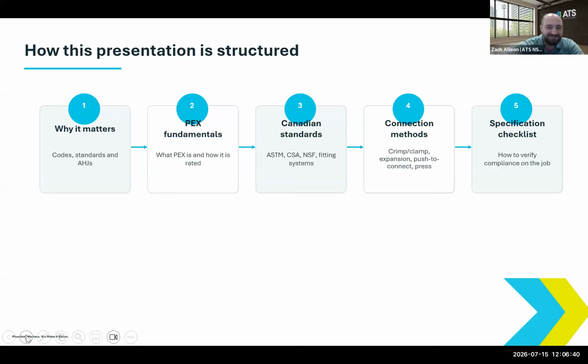Let's dive in. So the presentation, the way it's structured, I just want to talk about codes, standards, and authorities that have jurisdiction, AHJs.